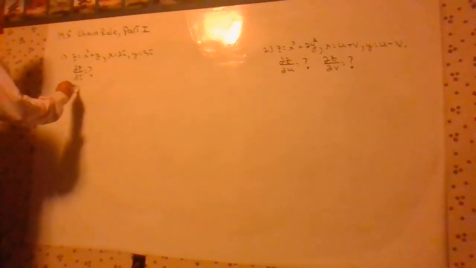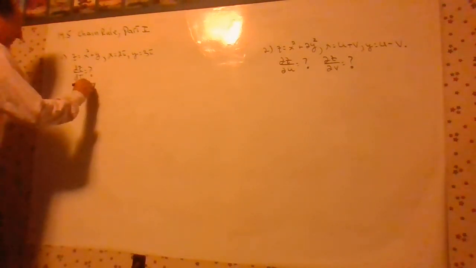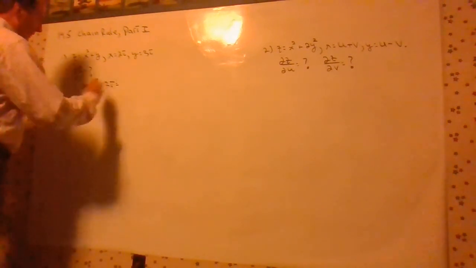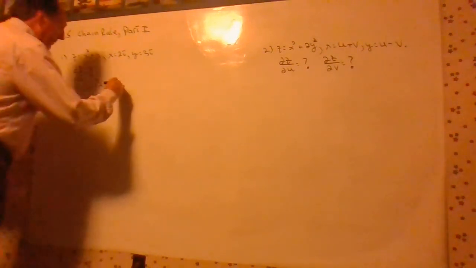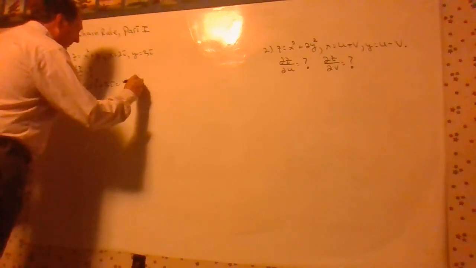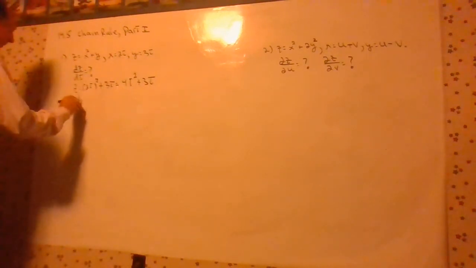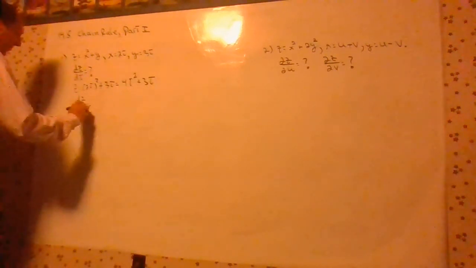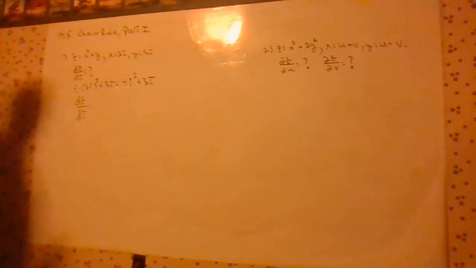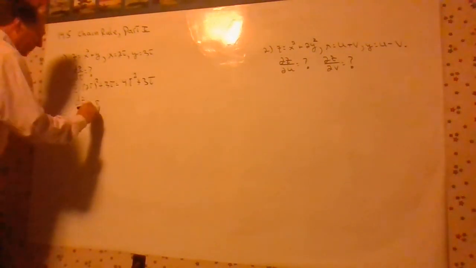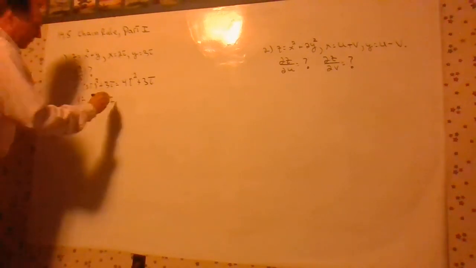Well, one method is we can make a direct substitution. Z equals x squared, x is 2t, so we get 2t quantity squared, plus y, which is 3t. And of course, we can square that, and it gives us 4t squared plus 3t. And then dz/dt is just a simple calculus 1 derivative. Derivative of 4t squared is 8t, and derivative of 3t is 3. It's just as simple as that.